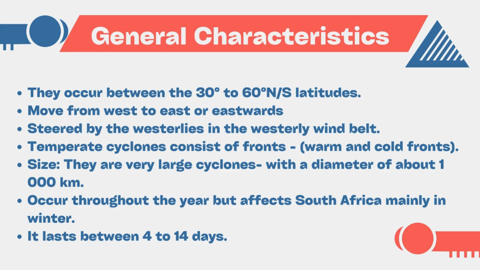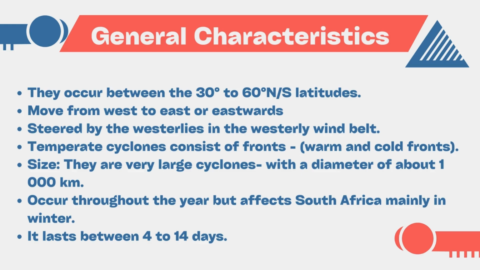Mid-latitude cyclones form between 30 and 60 degrees north and south of the equator. Unlike tropical cyclones, which move westward, mid-latitude cyclones are driven by the westerlies, meaning they travel from west to east. This explains why weather systems in South Africa and many other mid-latitude regions often move in an easterly direction.